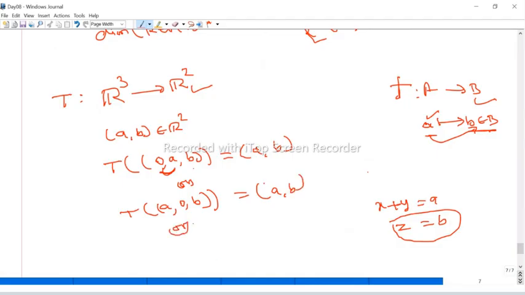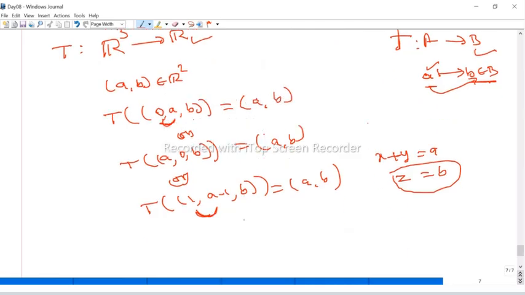Anyway, what is the condition? The sum of the first two coordinates should be a. Now I can take, suppose I fix 1 here, therefore I can write here (1, a minus 1, b). This also maps to (a, b), because the sum of the first two is 1 and a minus 1, the 1s cancel, we get a. Or (a minus 1, 1, b) or (2, a minus 2, b). There are so many pre-images. Therefore, this function is onto.